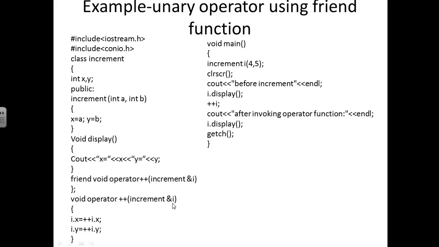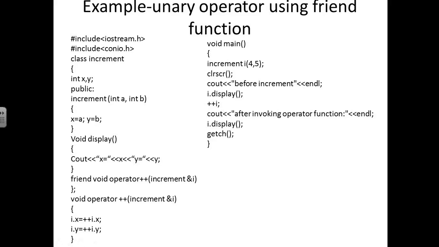Since we have supplied the argument as the reference, I'm assuming i.x = ++i.x. Similarly, i.y = ++i.y, right? And inside the main program also, if it is a friend function, no need to access it using the dot operator. Since it is an operator member function, we won't call it separately. Directly we will go for this particular syntax, ++i. Then automatically the member function will be invoked.